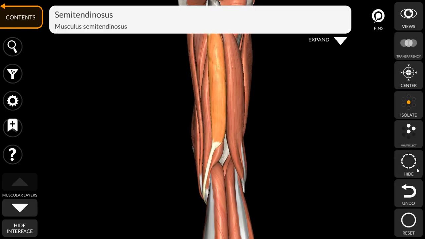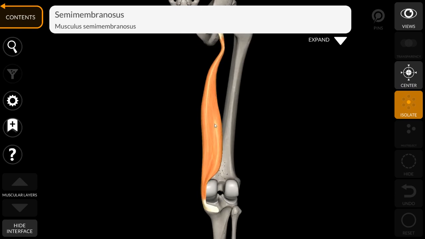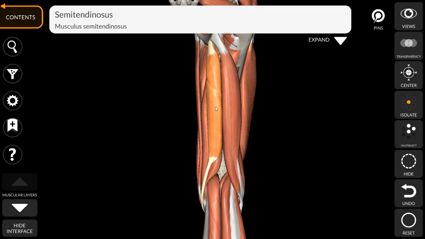Just deep to the semitendinosus, we have another muscle. Can you see this muscle? It's almost flat and wide. This muscle we call the semimembranosus, because its shape is almost like a membrane. This muscle sits deep, whereas superficially we have the semitendinosus.